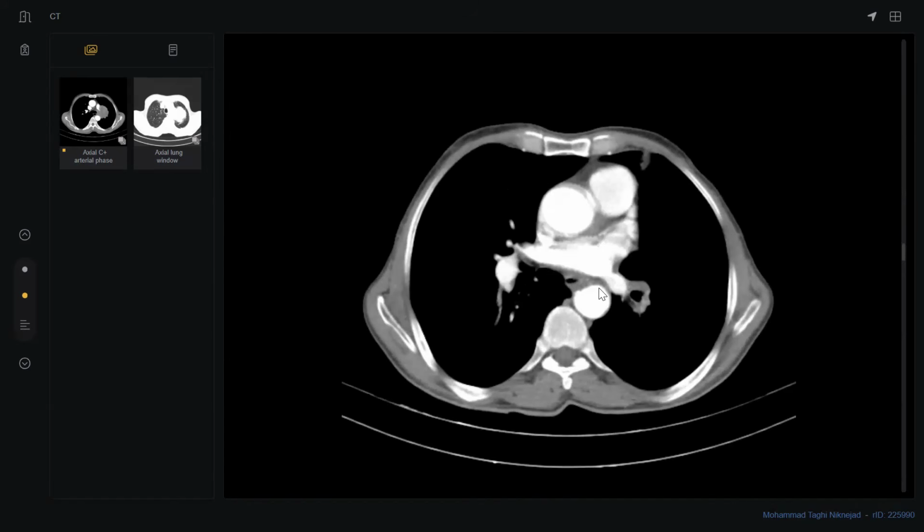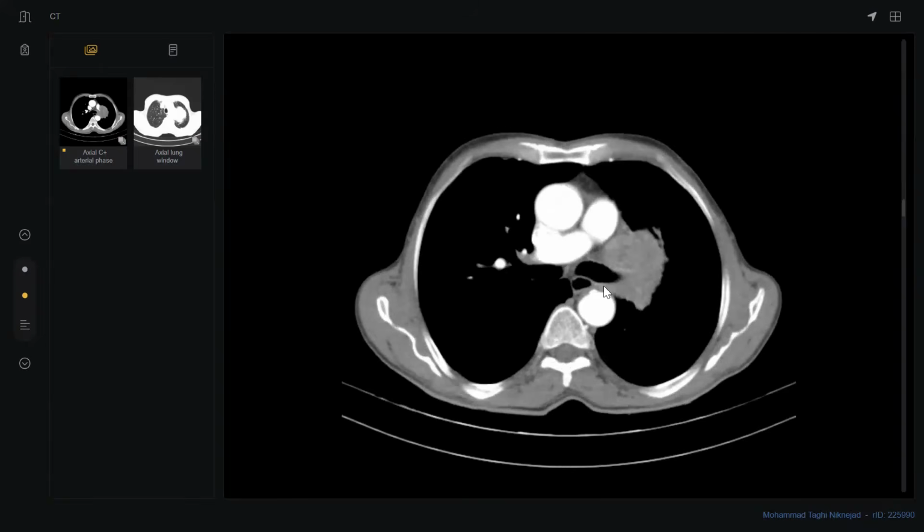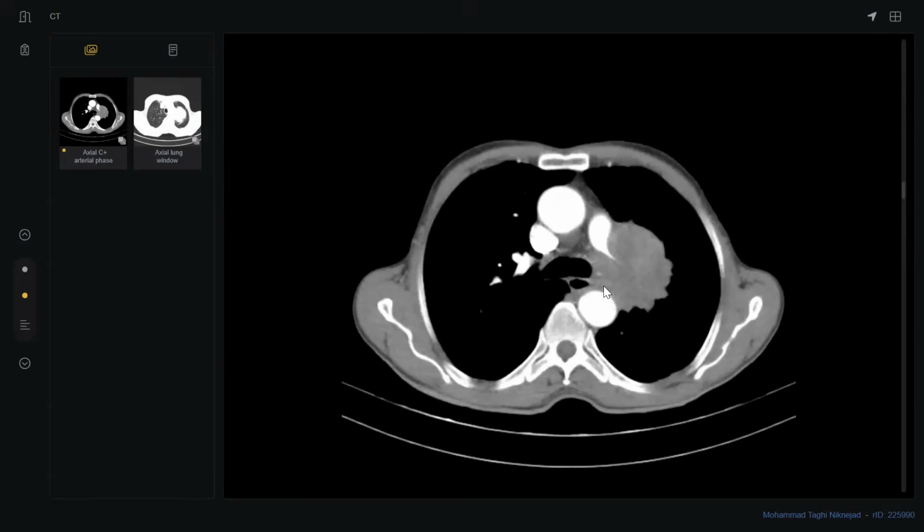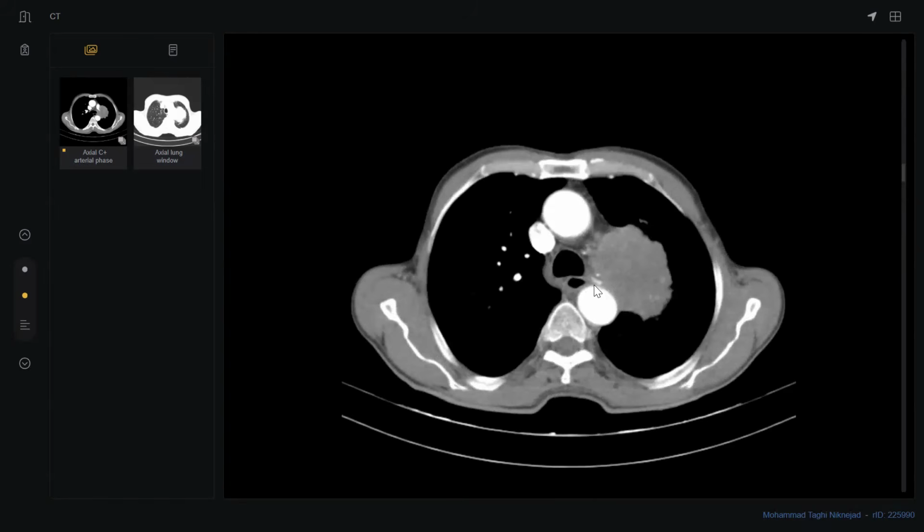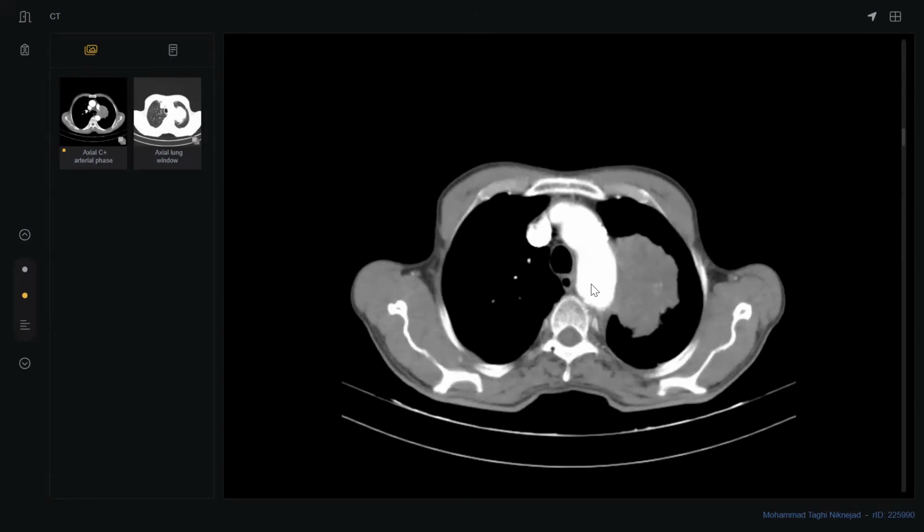I guess the images are quite jumpy, so I'm having a problem. Yeah, one second, I will help you see that.